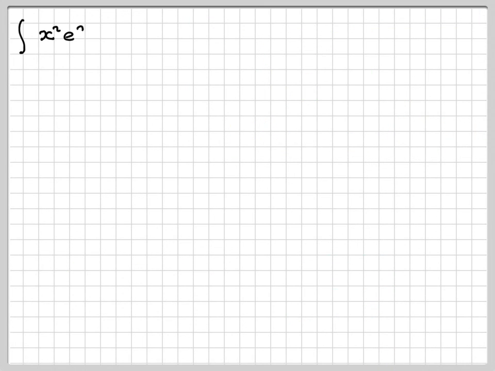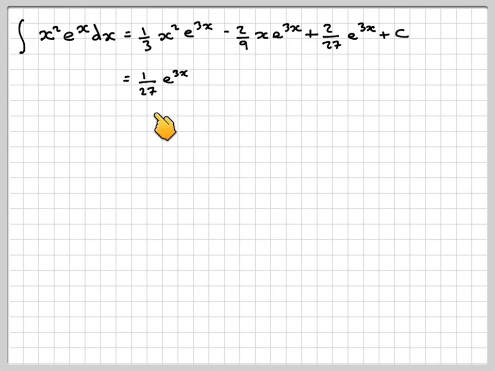Right, writing that out again, we'll just simplify it. And there's a common factor of e to the 3x. So I'm going to take out 1/27. So that means that will be 9x squared, because when we do it, 9/27 is 1/3, minus 6x, because that will give me minus 2/9, plus 2, plus c, and that will give me the final answer.